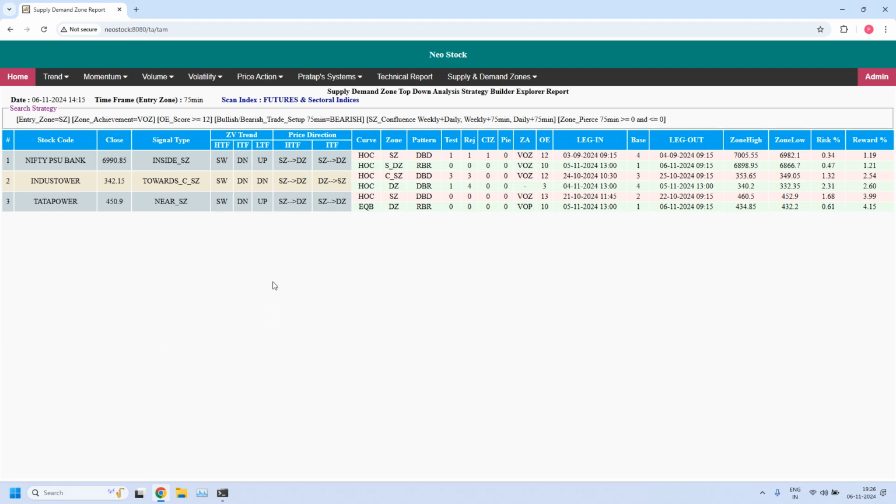In these 3 stocks, 75 minute zone is part of the daily zone, both together again part of the weekly zone. And weekly trend is sideways, no need to check for EMA confluence on weekly zones. So this is about bearish trade setup for weekly income trade.